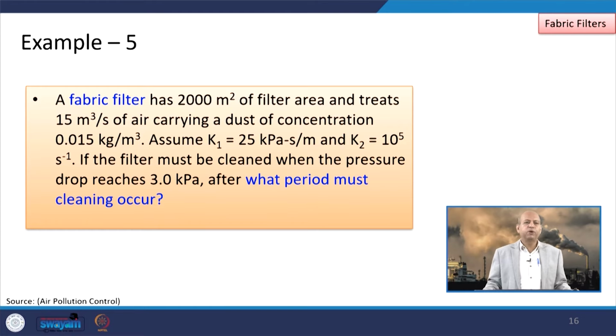Then we come to fabric filter related example. So, this is one particular example where a fabric filter has around 2000 square meter of filter area, total filter area, and it treats 15 cubic meter per second of air carrying a dust concentration of 0.015 kg per cubic meter, right. Assume these parameters like K1 equals 25 kilopascal second per meter, K2 is 10 to the power 5 per second. If the filter must be cleaned when the pressure drop reaches around 3 kilopascal, then what period must be there for cleaning these filters, baghouse filter or fabric filter, you can call.